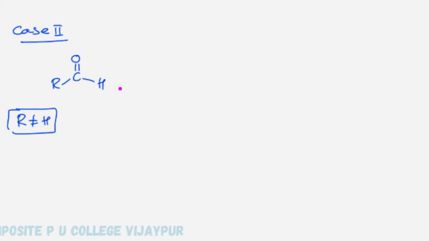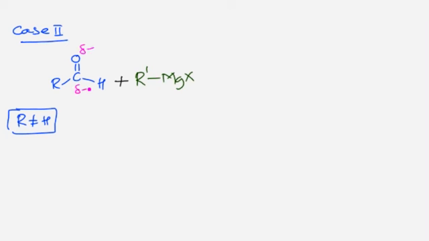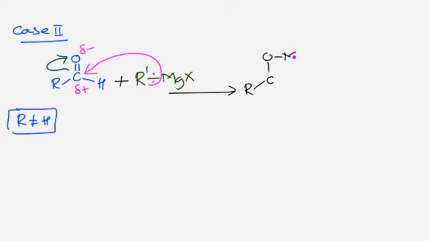So now in this case, we are treating this with R dash MgX. The same kind of reaction takes place here. Oxygen has a negative charge, and carbon is electron deficient. This R dash, having a pair of bonding electrons, takes its bonding electrons and migrates towards the electron deficient carbon. At the same time, oxygen withdraws its bonding electrons towards itself, and now the reaction proceeds, and we get the product R, C, O, here I am going to write MgX, and then here is one hydrogen, and then we have R dash.